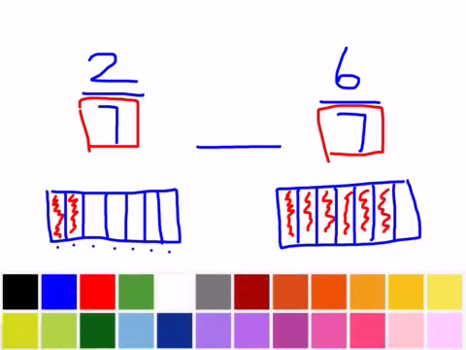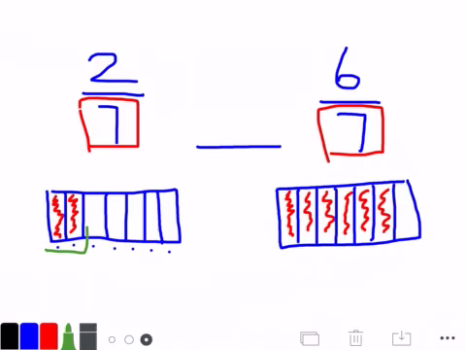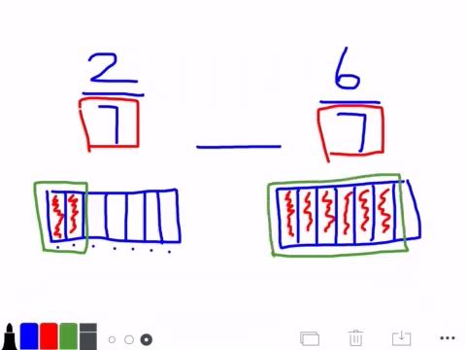Just like last time, if we now compare the pieces that are filled in, that's what 2/7 looks like in the green box. And over here on the right, here's 6/7 in the green box. Well, looking at this one, you could clearly see that 2/7 is in fact less than 6/7.